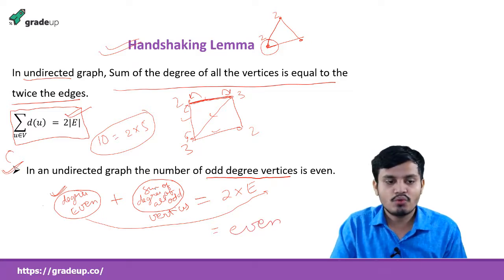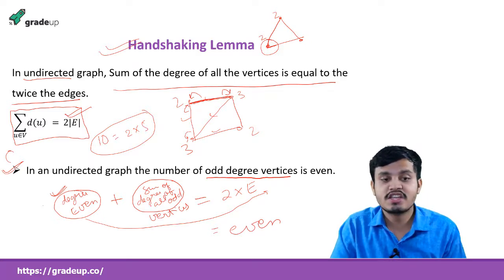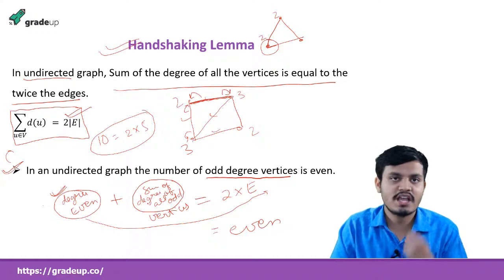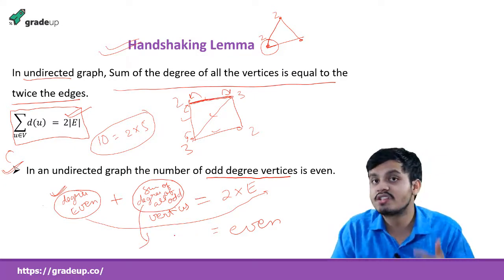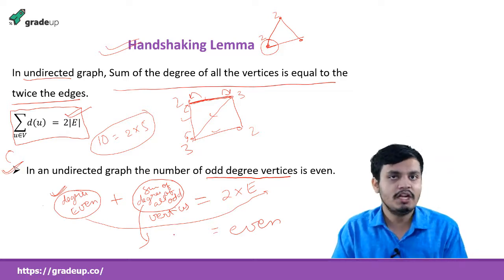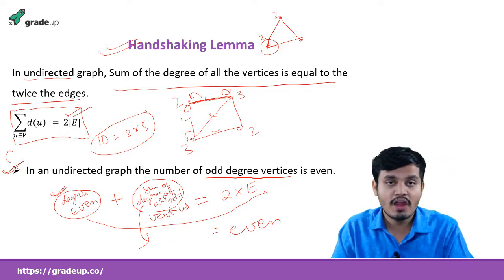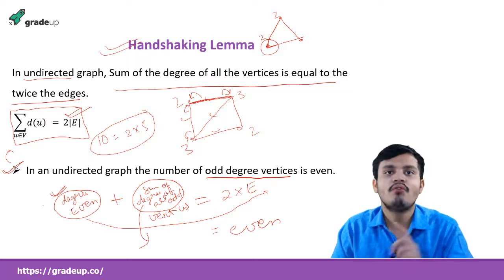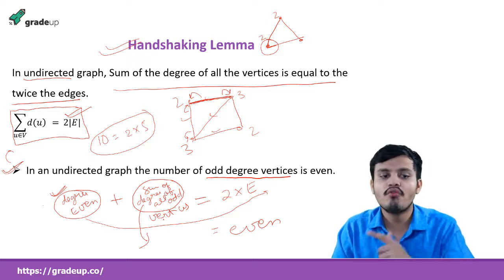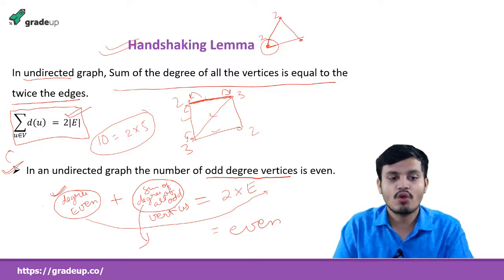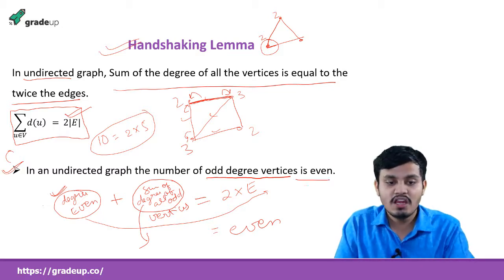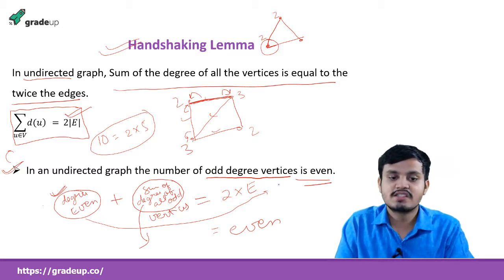Now these are all the vertices having odd degree. How can the sum be even? The only possibility is that the sum will be even when you have an even number of odd degree vertices. That is what it is saying: the number of odd degree vertices is even.